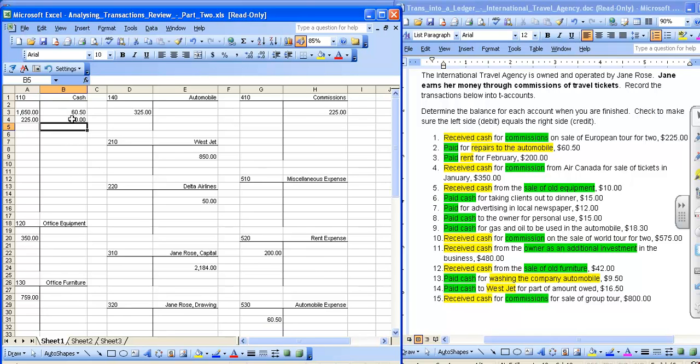Transaction number 4. Received cash for commission from Air Canada for the sale of tickets in January, $350. So we received cash, so we have more cash. So we're going to put $350 on the debit side of cash. And why are we getting that money? We're getting that money from commissions. Therefore, commissions is going to go on the right-hand side or the credit side of commissions.